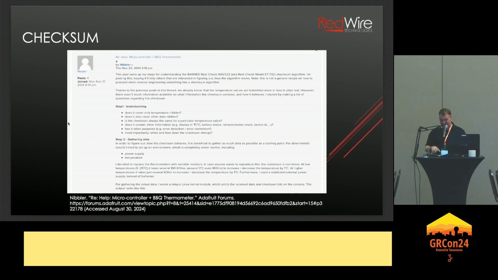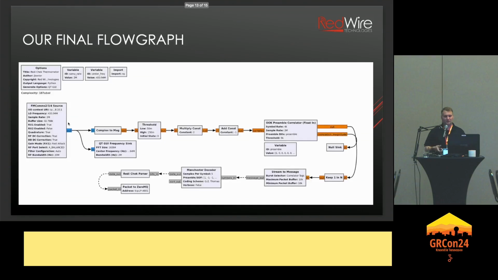Anyway, we took that and rolled it into the flow graph, and so I end up with the final flow graph. Taking the data in, taking a complex to mag, slicing the bits. In this case, the multiply by 2 and subtract 1 is to make the bits differential. That way I can feed it into a correlator and look for that preamble pattern at the beginning to line up to wherever the packets are. Once I have that, I feed it into a Manchester decoder.